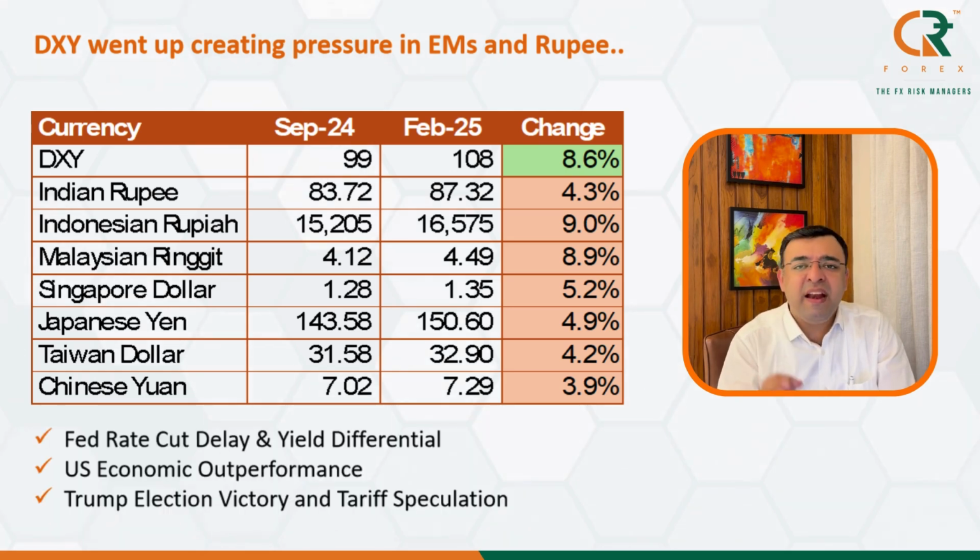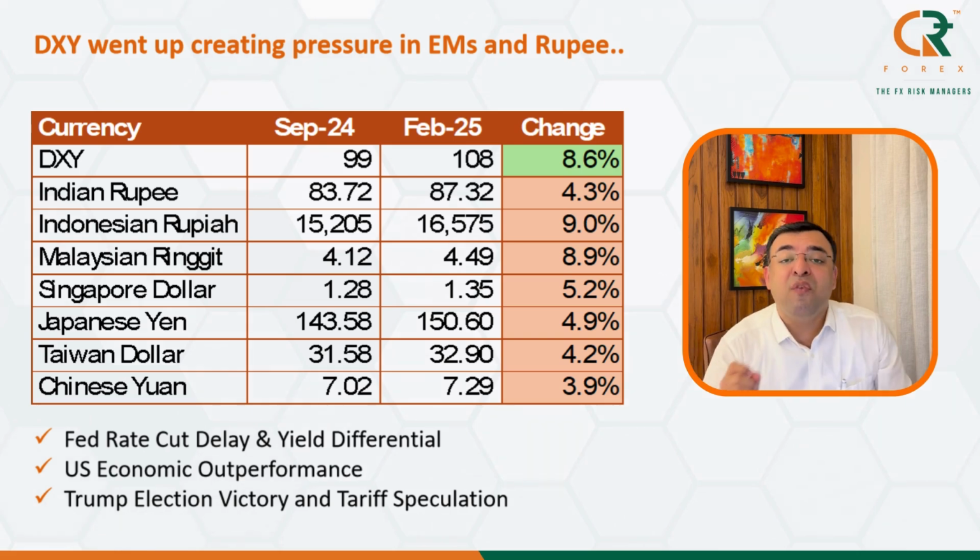First, the Fed rate cut got delayed. Second, the market was anticipating that Trump is going to win, and if he wins, he is going to bring inflation. If inflation strikes back again, the Fed will continue at a higher interest rate for a longer period of time. Third, the US economy was doing extremely well. During that time, in order to save the rupee, RBI sold aggressively.